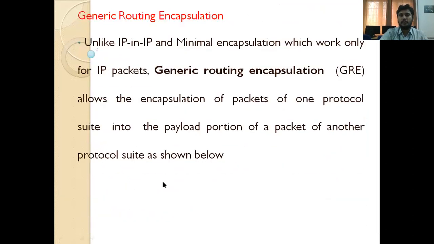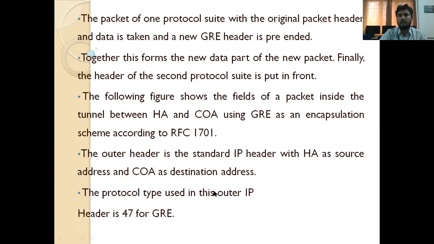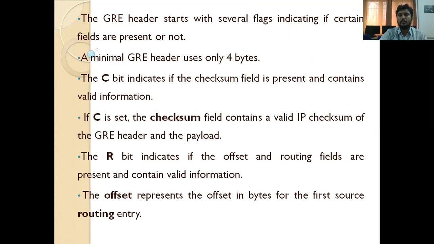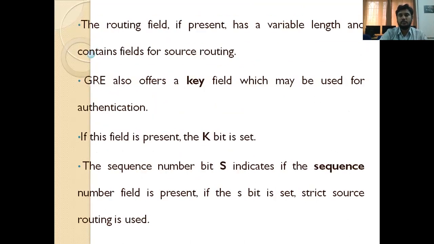And finally, generic encapsulation. It is generic routing encapsulation. It allows the encapsulation of packets of one protocol suite into the payload portion of a packet of another protocol suite. That is generic routing encapsulation. In this way, the packet is encapsulated at the sender side and transmitted via a tunnel. After reaching the destination, it is decapsulated.